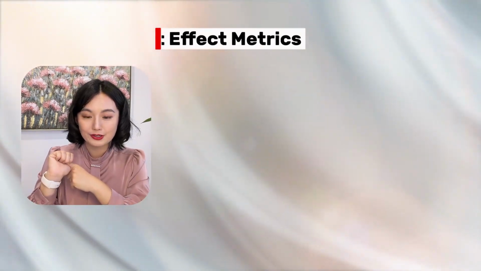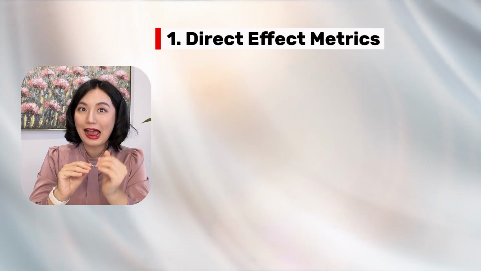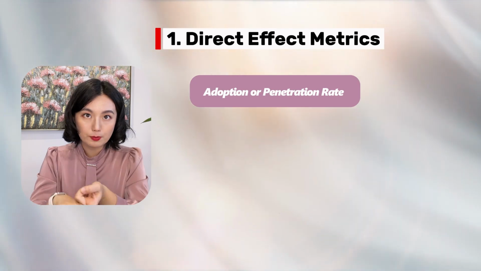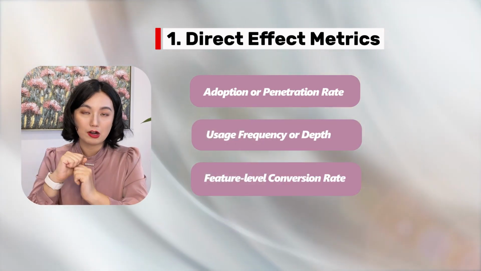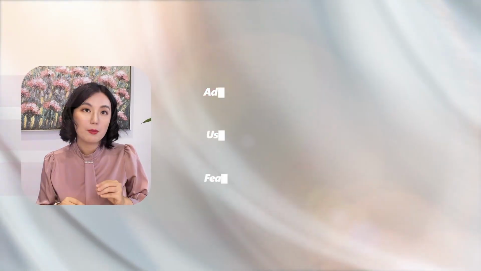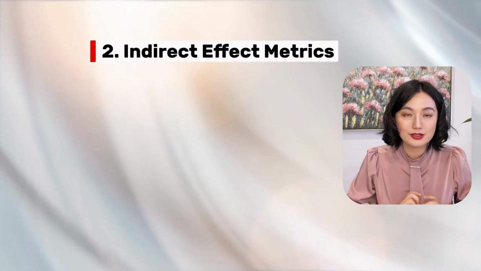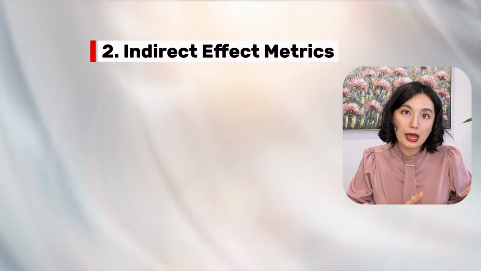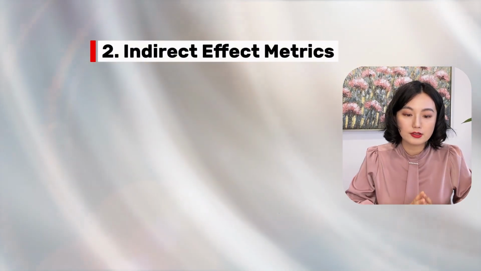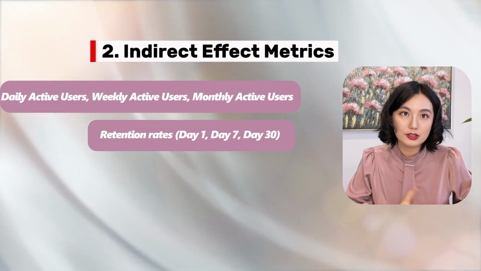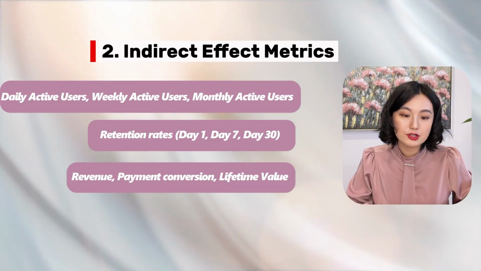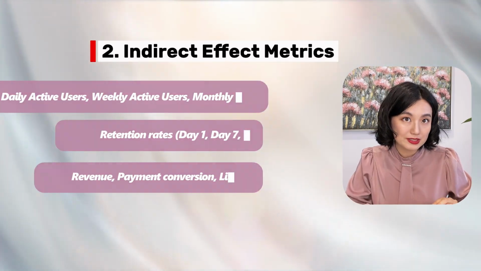First, direct effect metrics. This tells you whether users actually used the new feature, like adoption or penetration rate, usage frequency or depth, and feature-level conversion rate. So if the adoption is low, the problem may not be the feature itself. Second, indirect effect metrics. These show the overall impact of the feature on the whole product, like DAU, WAU, retention rate, day 1, day 7, day 30, revenue, payment conversion, LTV. This is where real business value shows up.